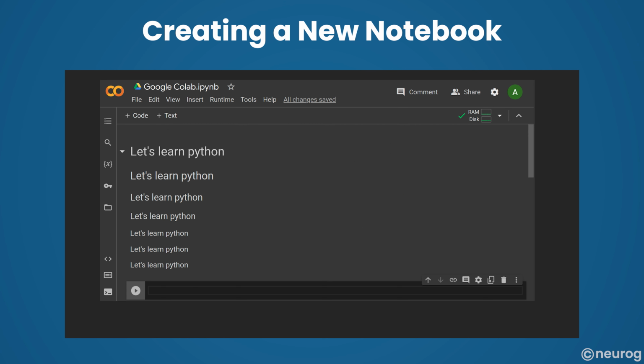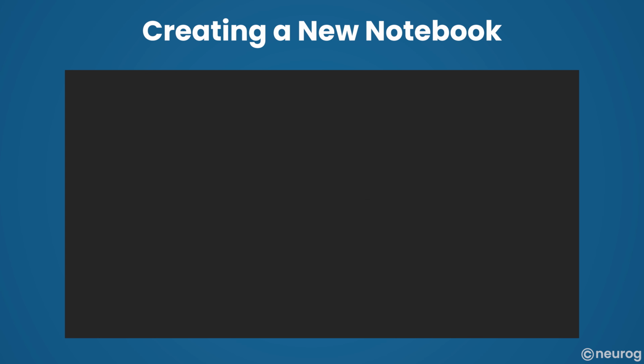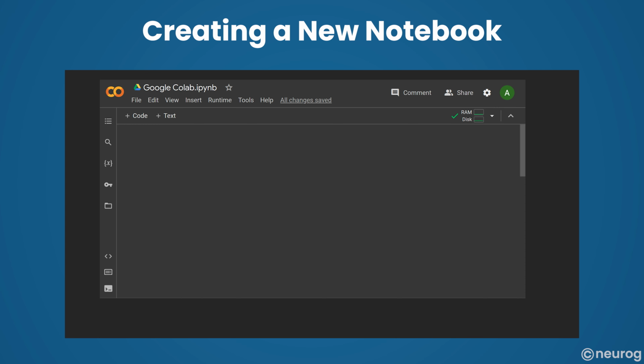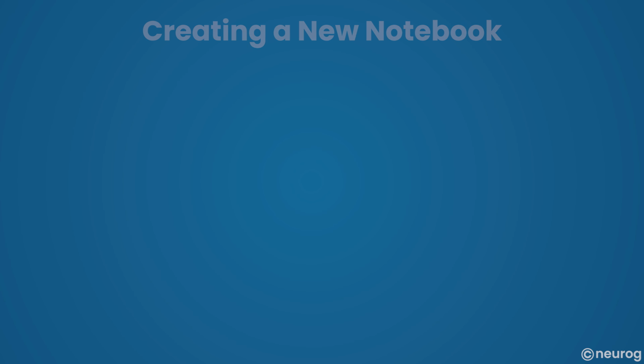Google Colab automatically saves your work in Google Drive. You can also share your notebooks with others for collaboration. Use the File menu to save your notebook and share it by clicking Share or generating a shareable link.